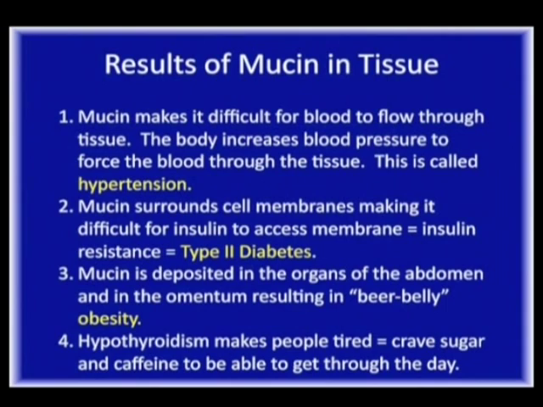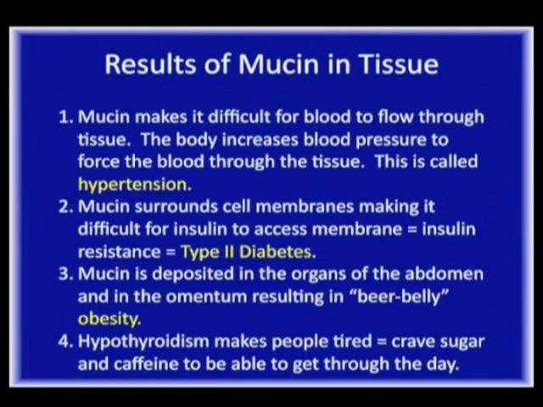Mucin in the tissue makes it difficult for blood to flow through the tissue. The body increases blood pressure to force the blood through the tissue. This is called high blood pressure or hypertension. Number 2, mucin surrounds cell membranes, making it difficult for insulin to access the cell membrane. This leads to insulin resistance or type 2 diabetes.